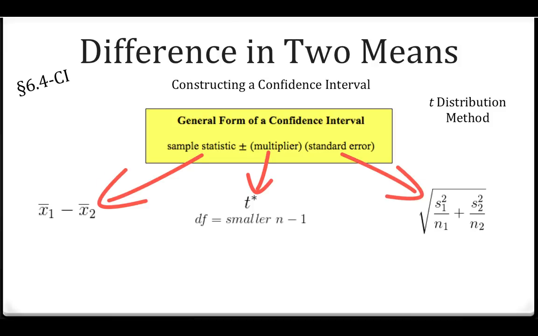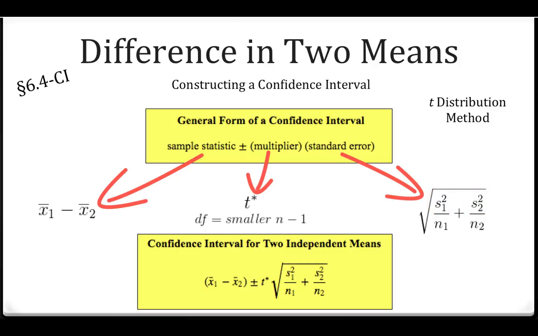And the standard error is going to be equal to the square root of the variance of group 1 over the sample size of group 1 plus the variance of group 2 divided by the sample size of group 2. Pay special attention to these formulas. S squared is the variance, not the standard deviation. This is the standard deviation squared. We put these values together and we get our formula for the confidence interval for two independent means.